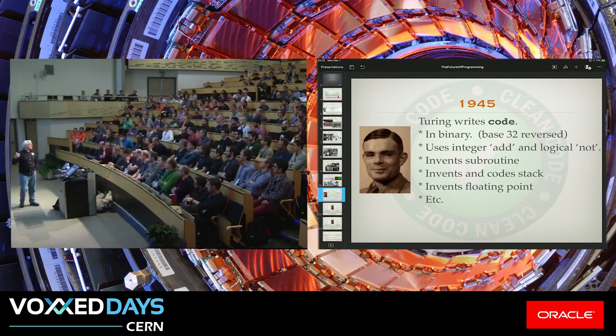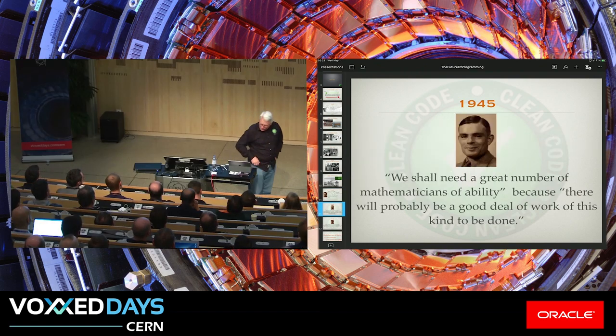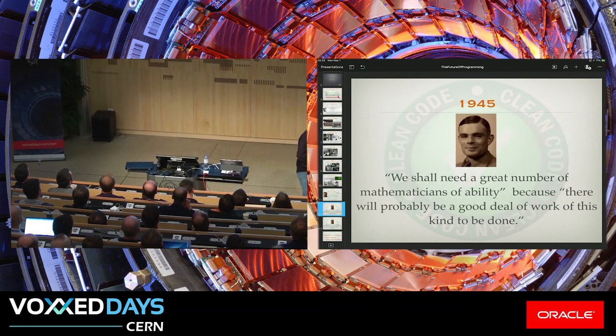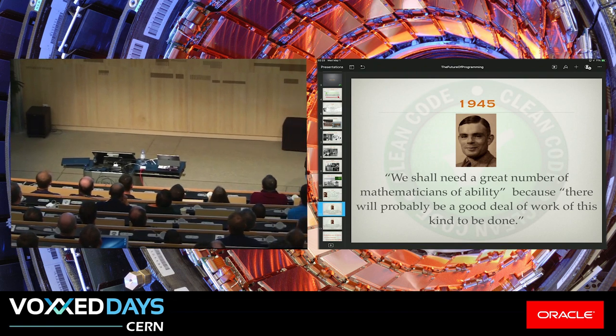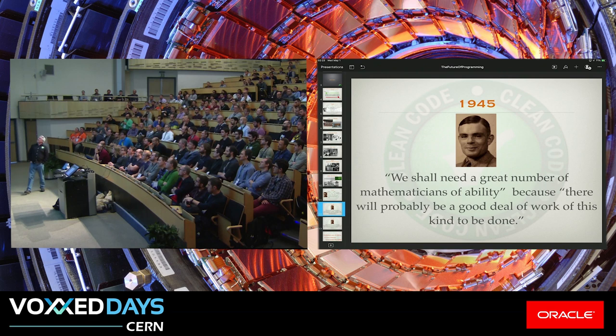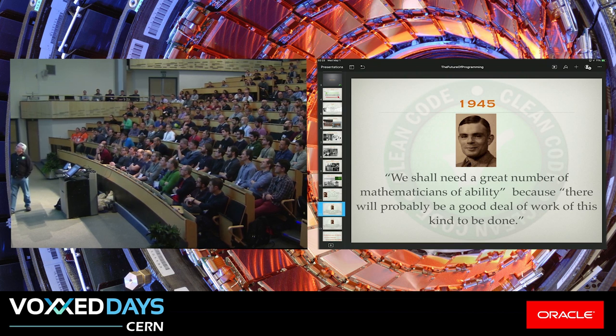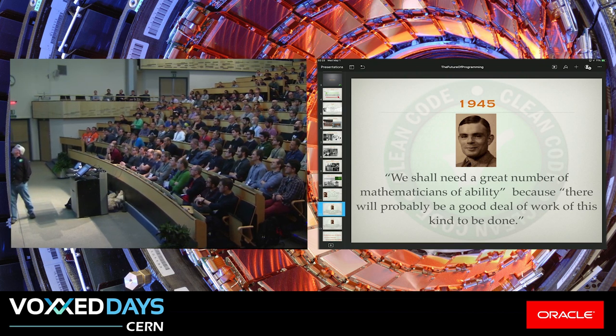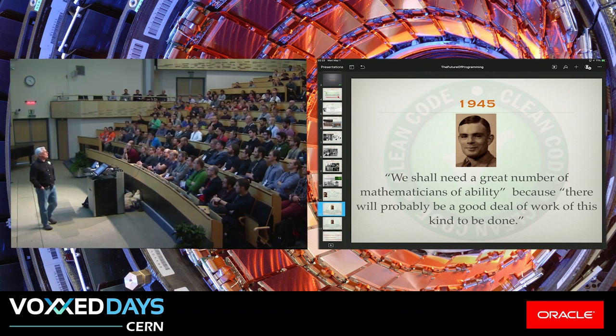He was doing it in base 32. He was doing it in binary. He was doing some really interesting stuff. And then he wrote a paper about a year later. And these words come out of the paper, and they're fascinating words. We shall need a great number of mathematicians of ability because there will probably be a good deal of this kind of work to be done.